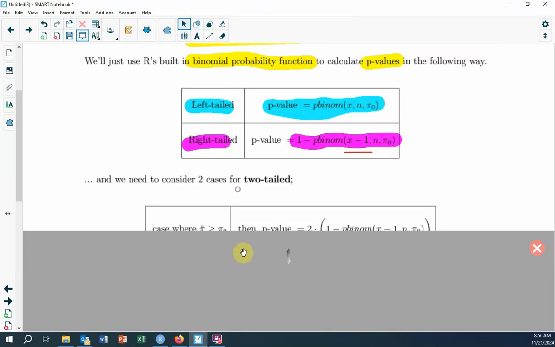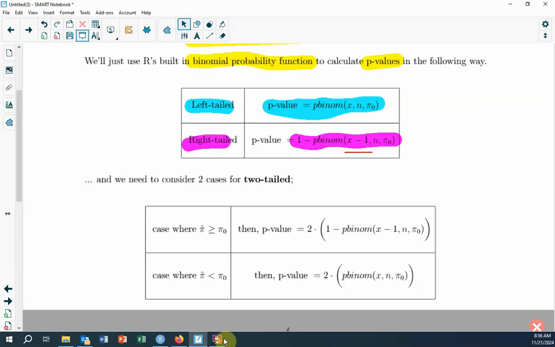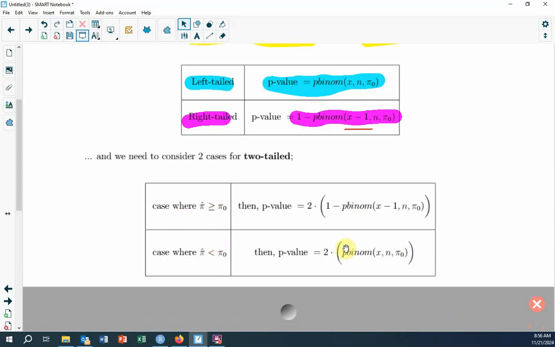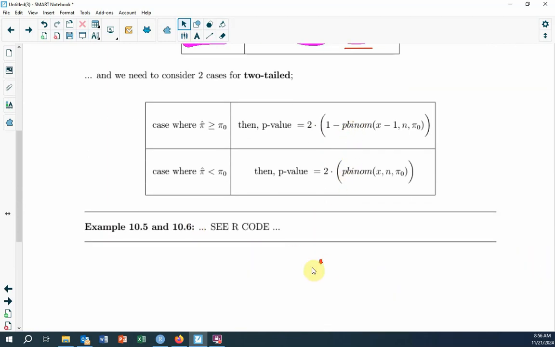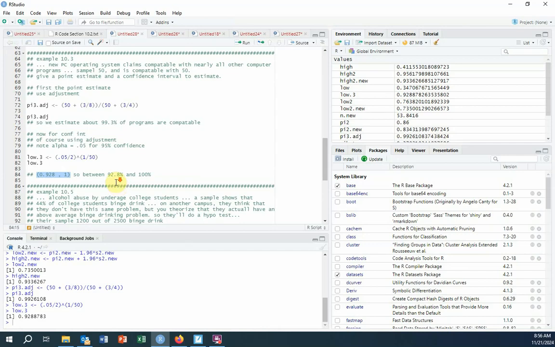Now, two-sided is a little bit more interesting. Whenever our proportion estimate is above the hypothesis, we do 2 times 1 minus, almost like a right-tailed. And where it's below, we do 2 times the left-tailed thing, and that's how we come up with the two cases. Okay, two cases to consider there. So just using the pbinom function in R. Okay, so let's see some examples.